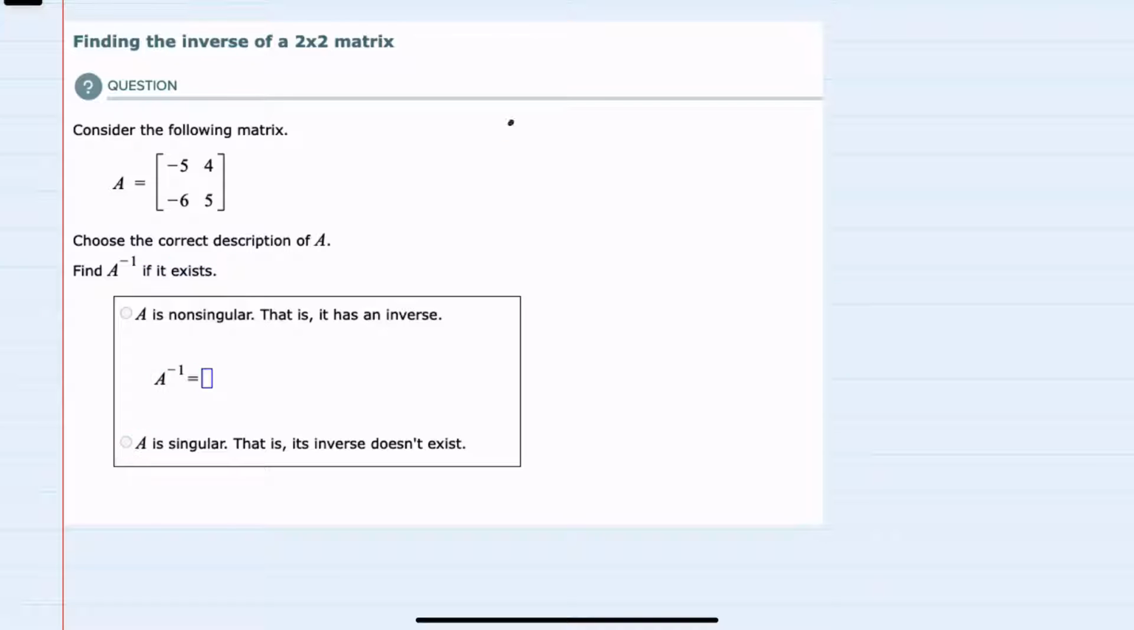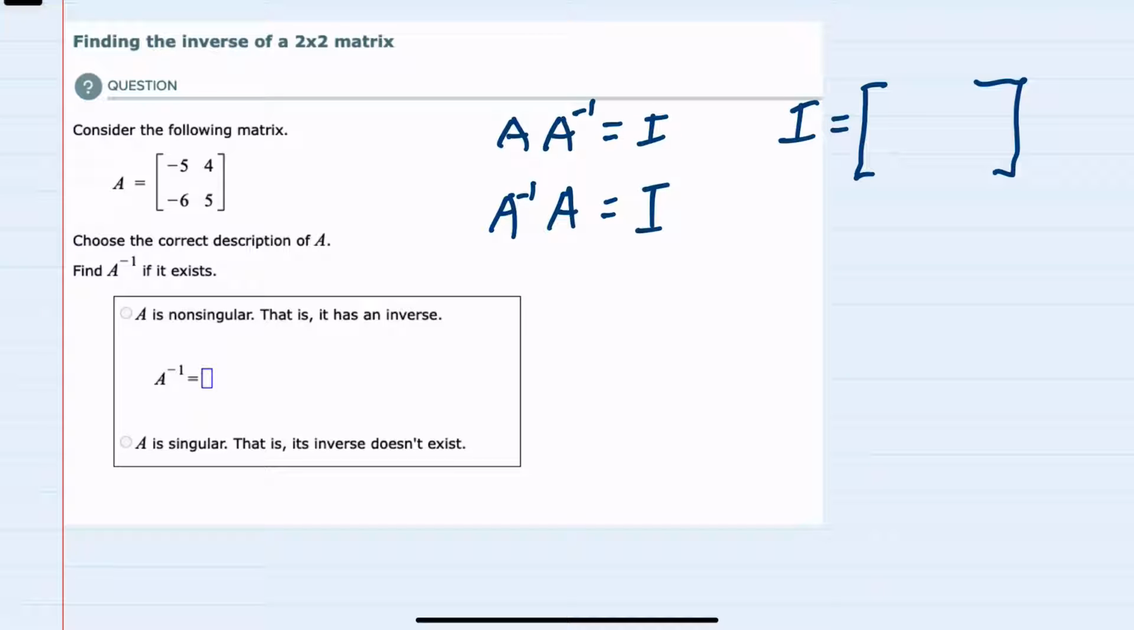So to get started, I'll recall that for the inverse of a matrix, which is written with the -1, if I multiply A times its inverse, I get the identity matrix, and that goes for either order of multiplication. So if the inverse is put first in the multiplication, I still get the identity matrix, and identity matrices have 1s on the diagonal, and the rest of the values are 0s.